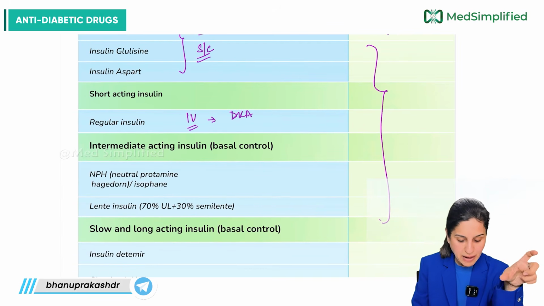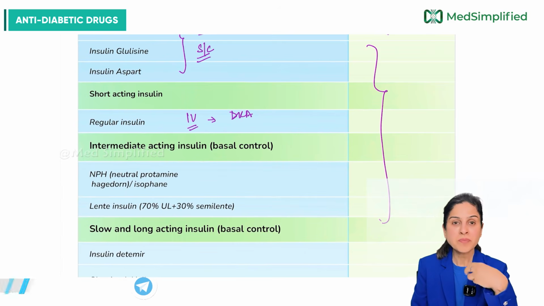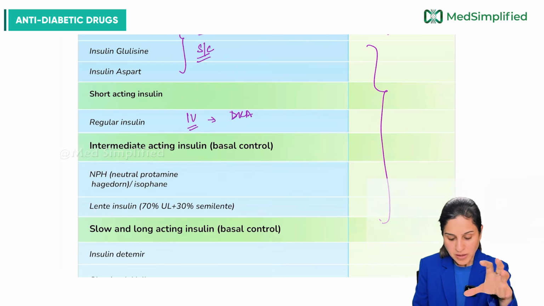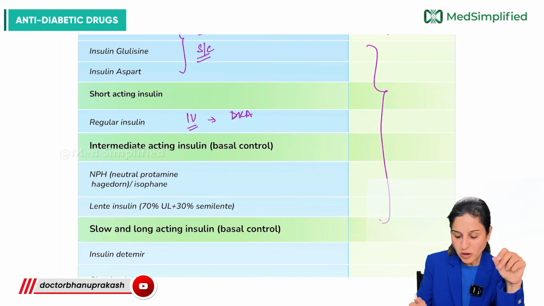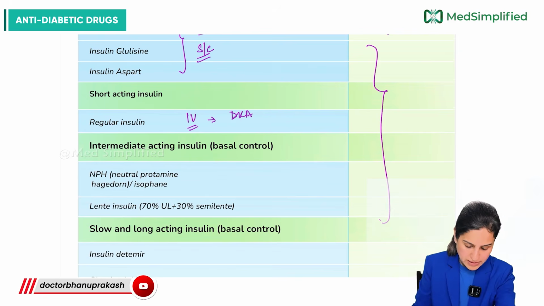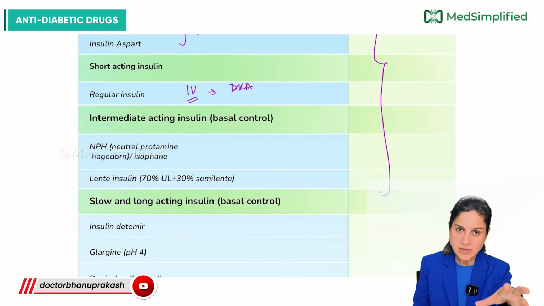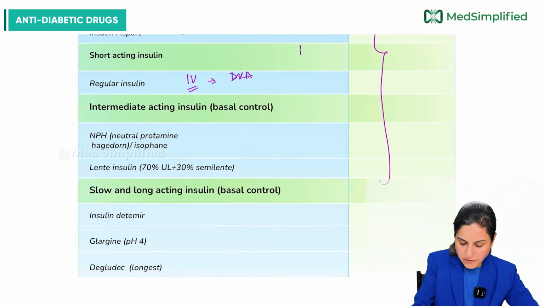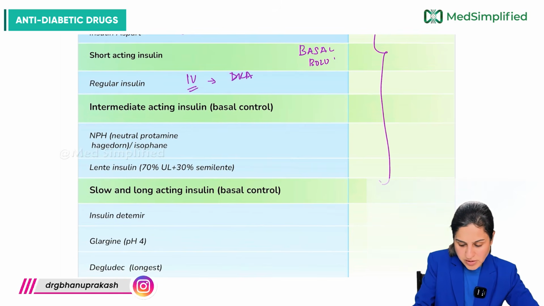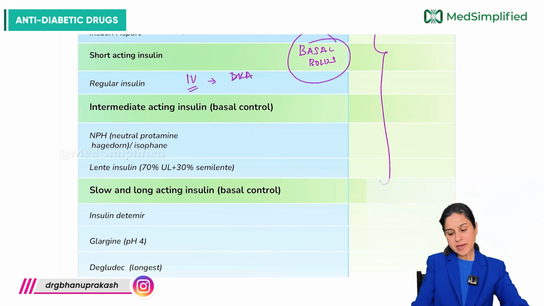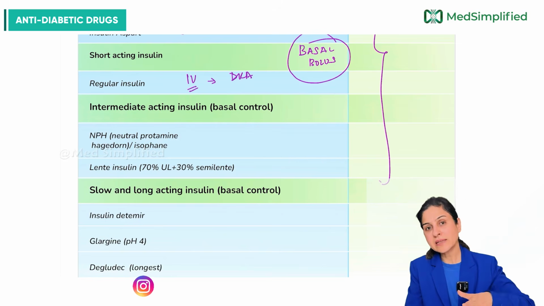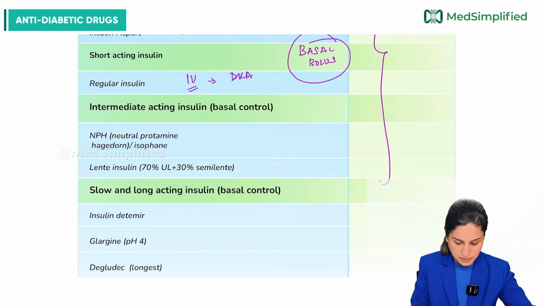Now, the first two, the rapid and the short acting, mainly take care of the post-meal hyperglycemia, the postprandial hyperglycemia. So you take that as the bolus regime, just before the meals. The intermediate and the slower acting drugs take care of the basal levels of insulin, the basal regime. So we have a basal bolus regime, where we combine a short acting or rapid acting drug with the intermediate or long acting drug. One takes care of the post meal hyperglycemia, the other takes care of the basal glucose levels.